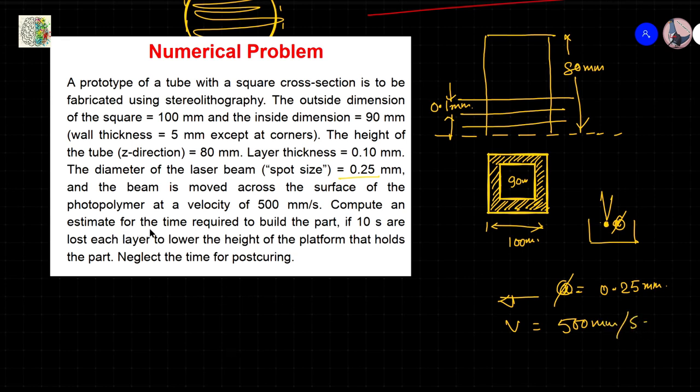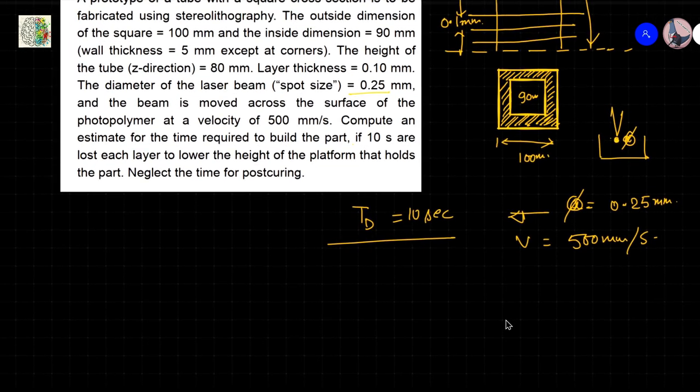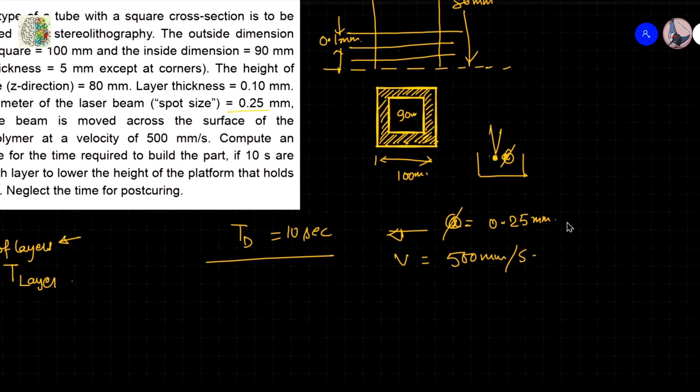Now it is asking to estimate the time required to build the part. If 10 seconds are lost each layer, it means T delay is 10 seconds. You can very easily understand it by the logic that the total time will be equal to the summation of time taken per layer, from 1 to the number of layers.